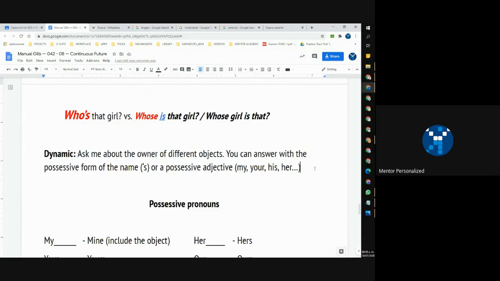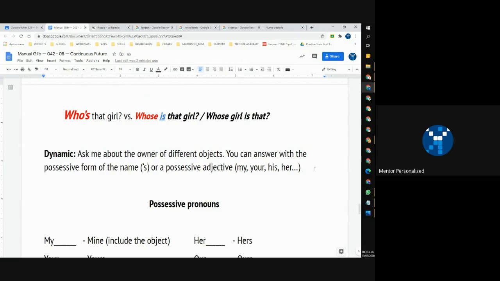Very good. How do you say, ¿de quién es ese carro? Whose is that car? Very good. It's my boss's. Repeat. How do you say, ¿de quién es esta computadora? Whose is this computer? Repeat. Whose is this computer?